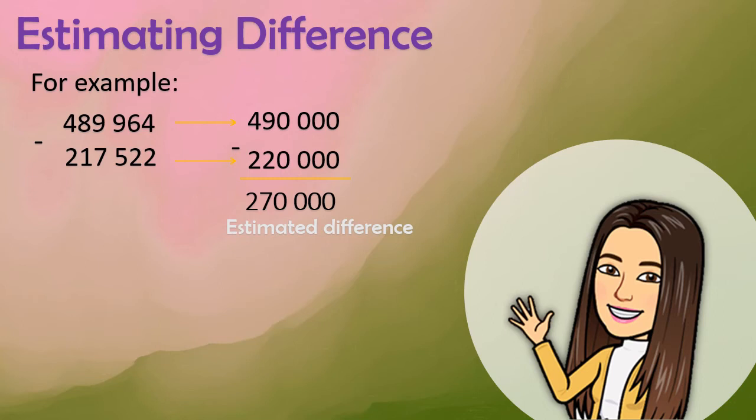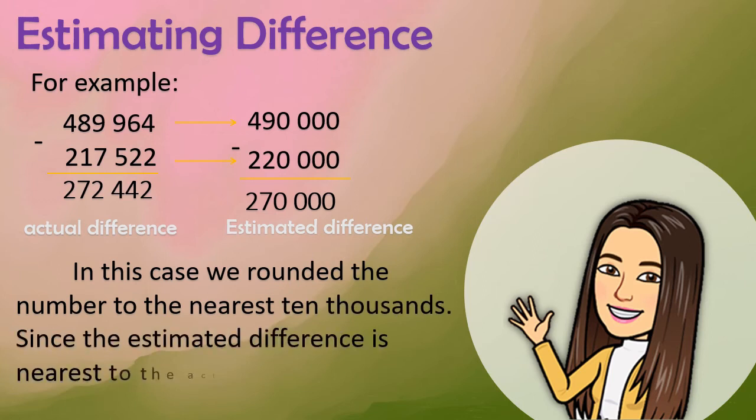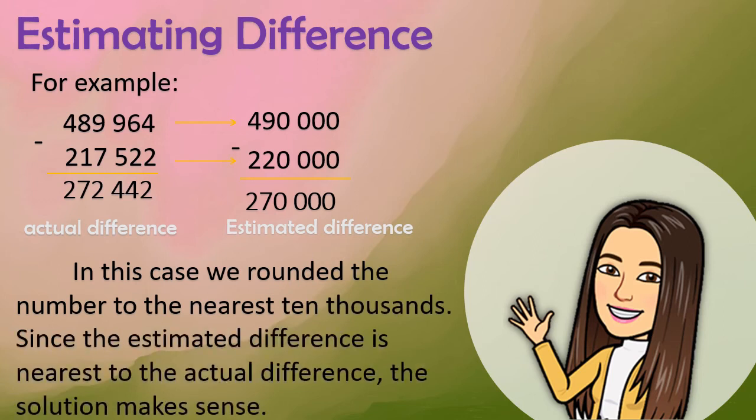Compared to the actual difference, we have 272,442. In this case, we rounded the numbers to the nearest 10,000s. Since the estimated difference is near the actual difference, the solution makes sense.